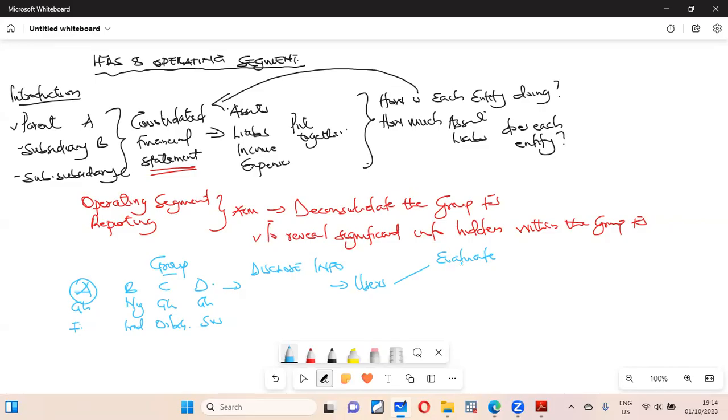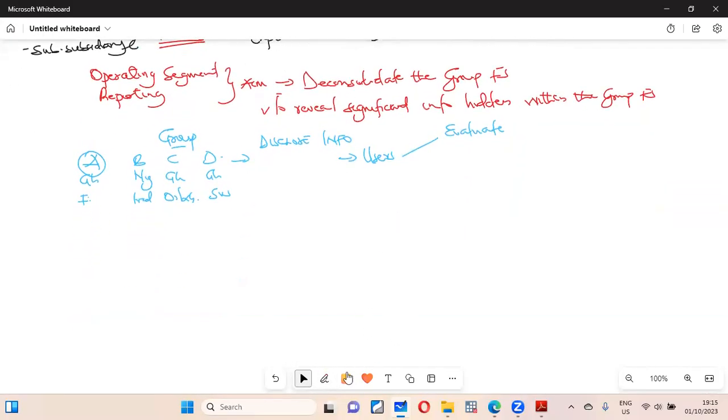Now, this is what IFRS 8 is about, operating segments. Let me strike this warning, and it's a very important note: IFRS 8 operating segment only applies to entities that are public.